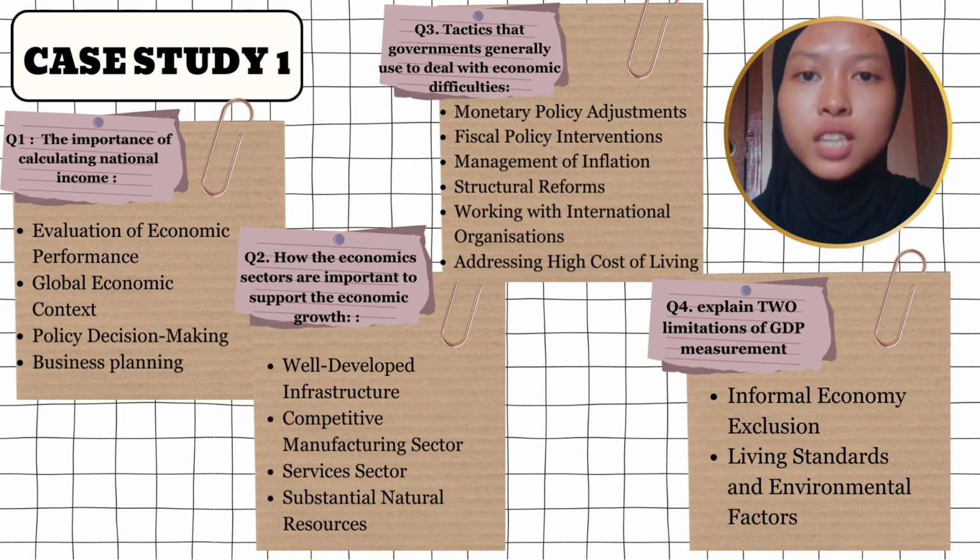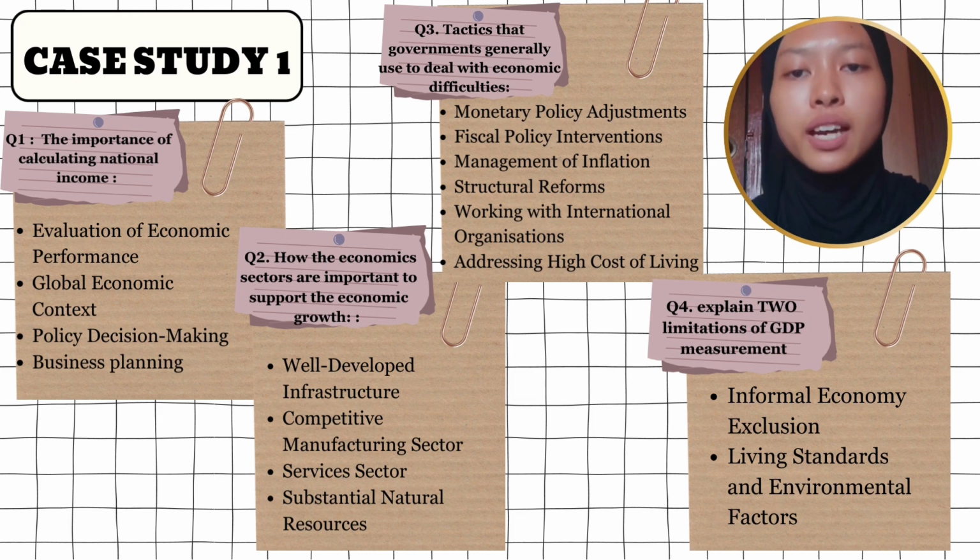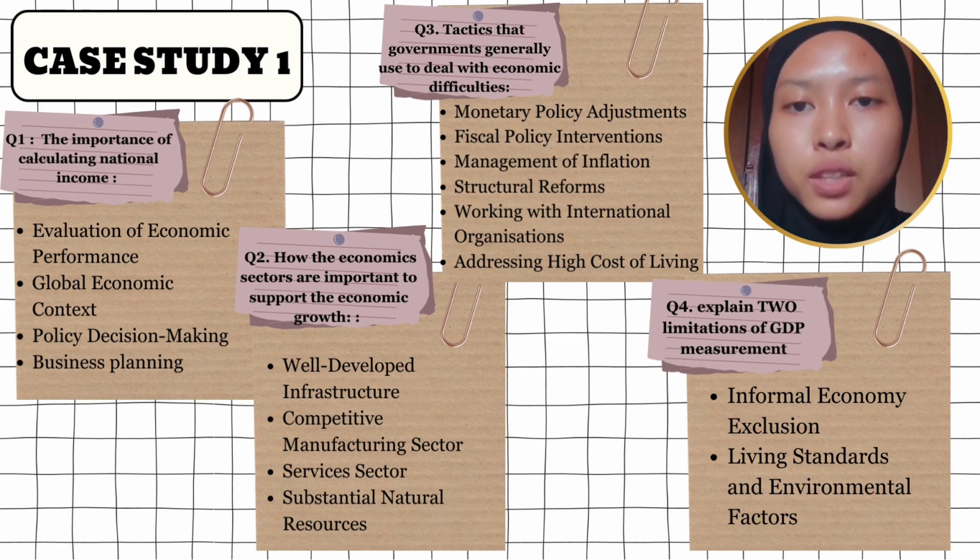competitive manufacturing sector. Next, a service sector. In contemporary economies, the service sector, which encompasses banking, travel and other service-oriented industries, often becomes a significant contributor to GDP. And the last one, substantial natural resources. Natural resources have the potential to greatly boost economic growth if they are managed sustainably.